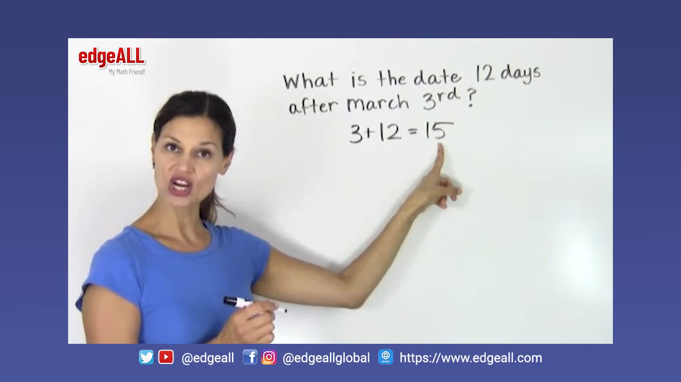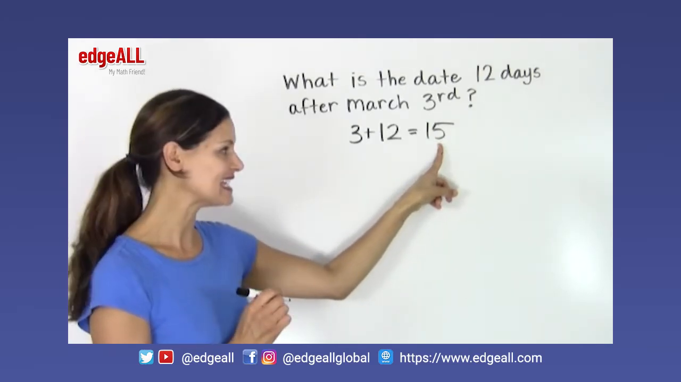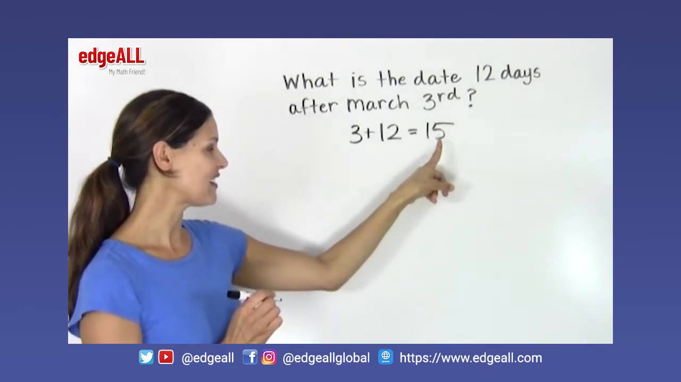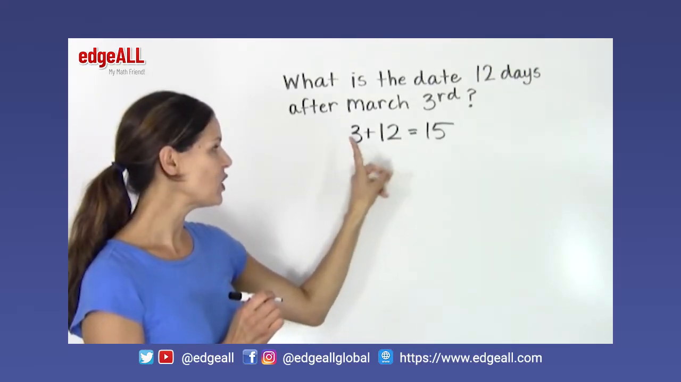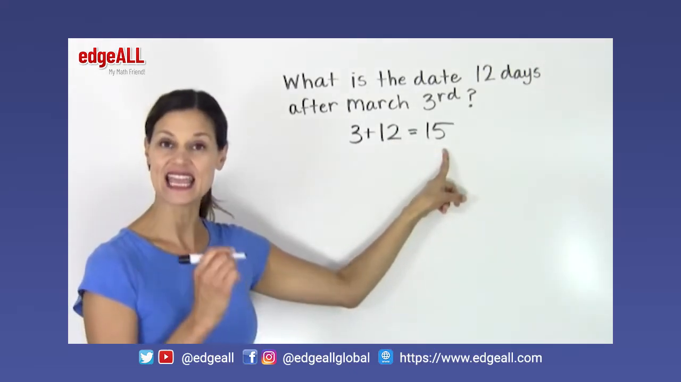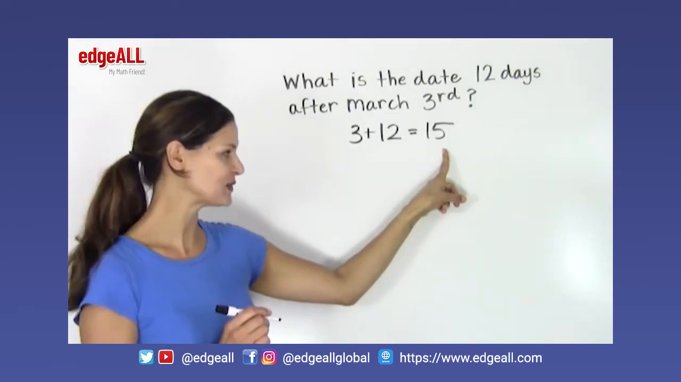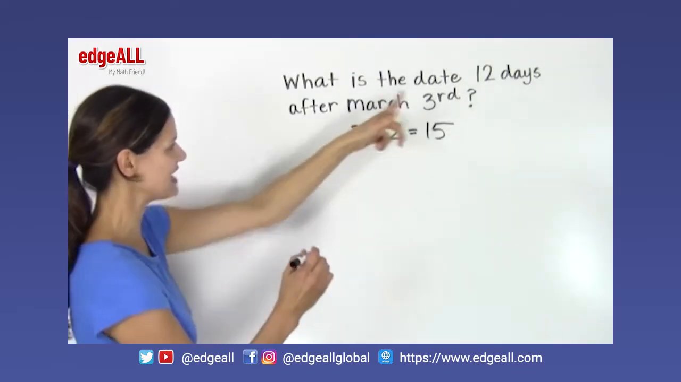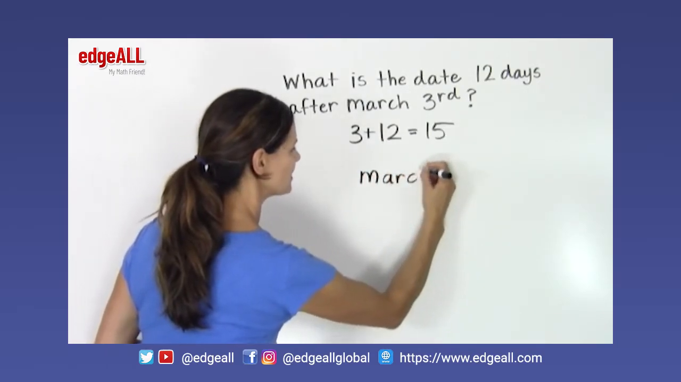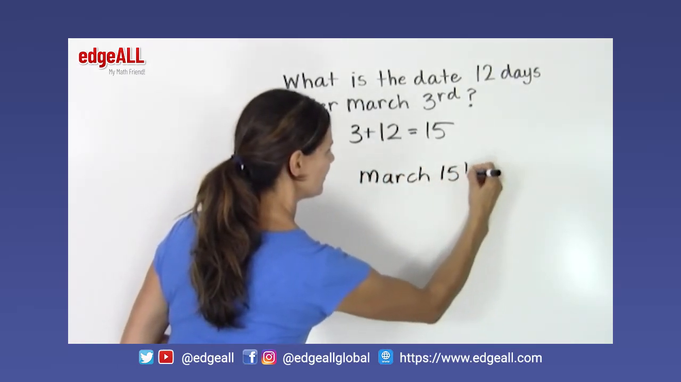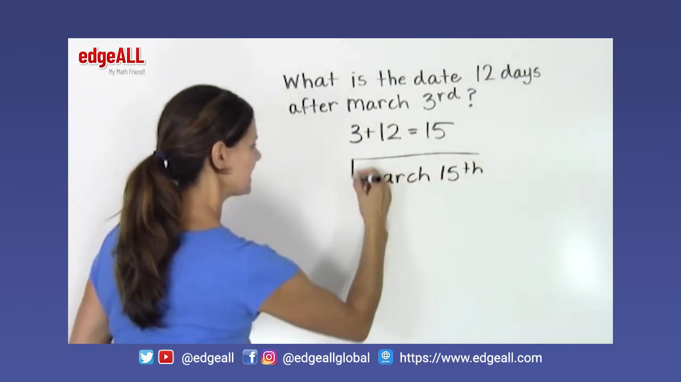And since March has 31 days in it, the date of the 15th, which is 12 days after the 3rd, will still be a date in the month of March. So 12 days after March 3rd is March 15th.